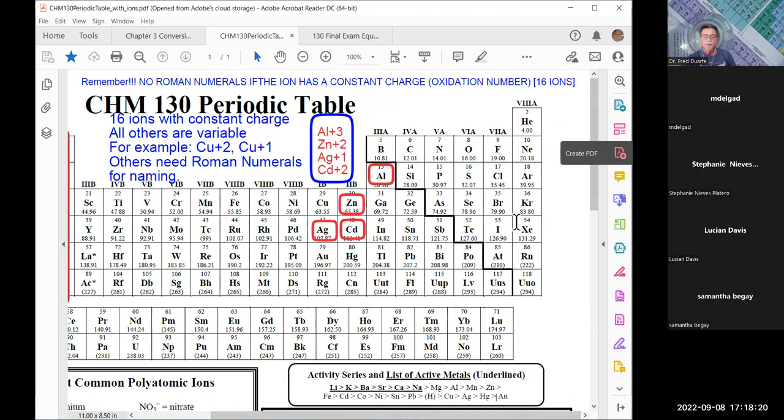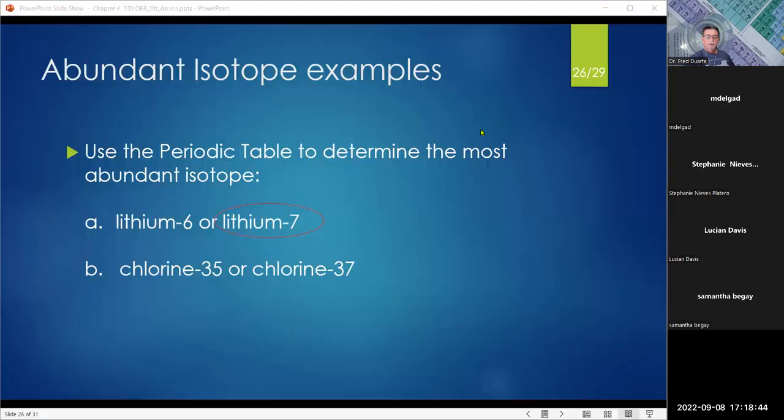Okay, look for chlorine. Chlorine is right here. You can see taking that 35.45, round that up to the nearest whole number, that becomes chlorine-35. Okay. Chlorine-35 is our most abundant isotope, and so that's the answer.